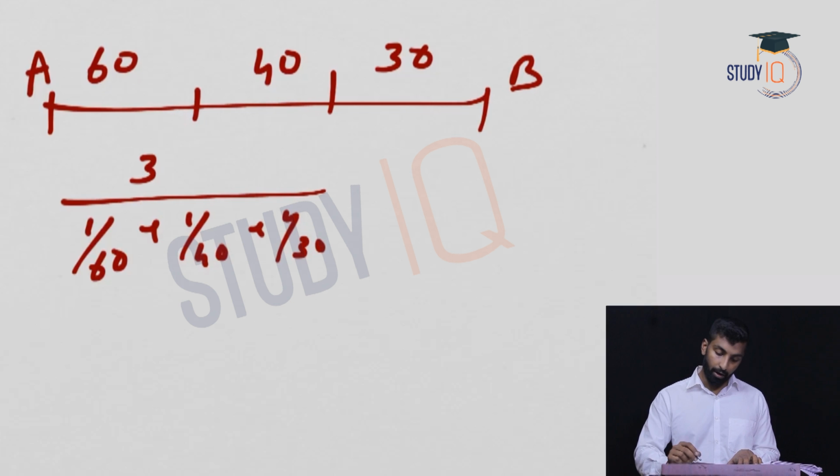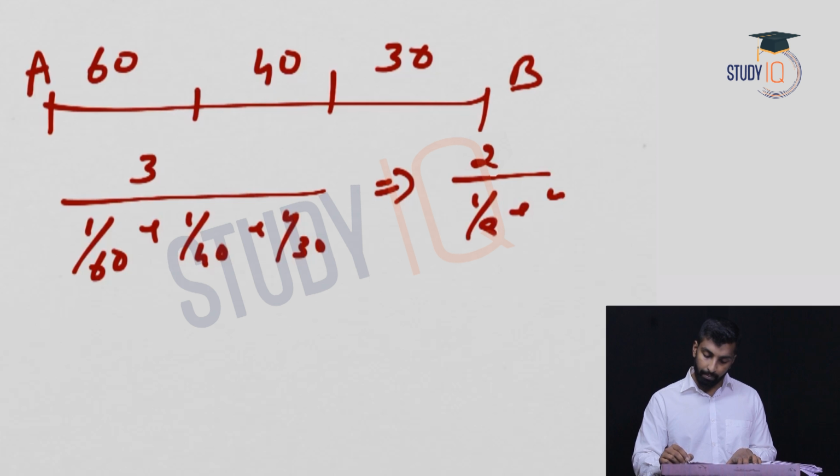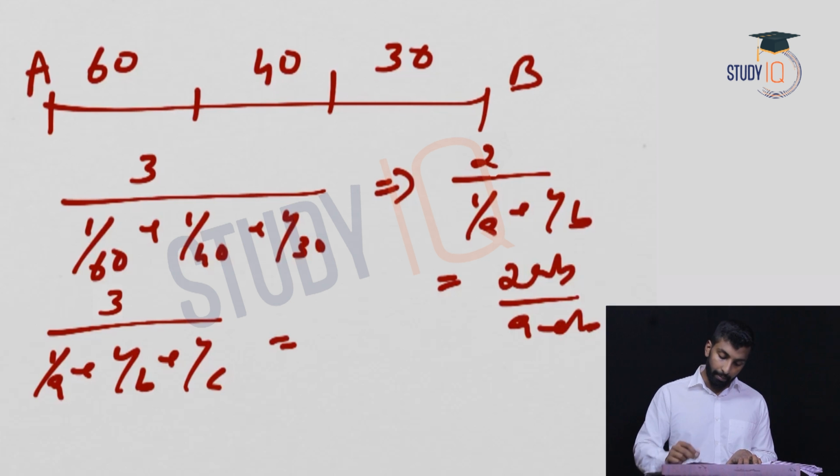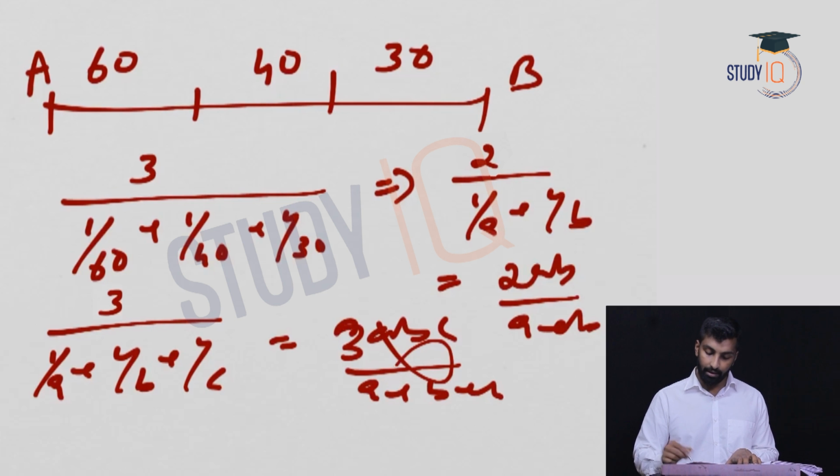I hope you understood. Because see, in case it is 1 by A plus 1 by B, it is 2AB by A plus B. Here it is 1 by A plus 1 by B plus 1 by C. Right? So you need to apply it. You cannot just write 3ABC by A plus B plus C. This is not correct. You need to solve it.